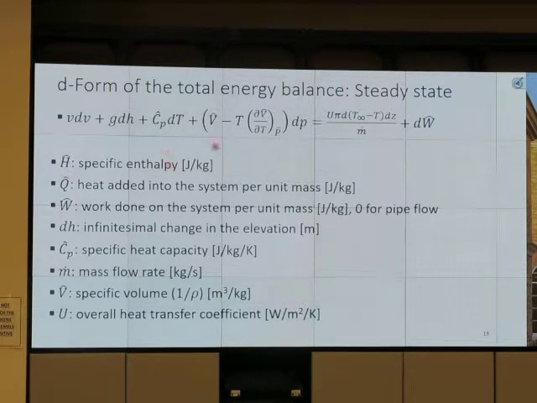You may notice that I use everything in SI so that the units are consistent. Typically energy is half m v squared, right? But here I divided everything by m dot. So look at the units. H hat is joule per kilogram. Q hat is joule per kilogram. Work done is joule per kilogram, and in the pipe it is 0 because we don't have a pump in the pipe, so there's no work done on the system.